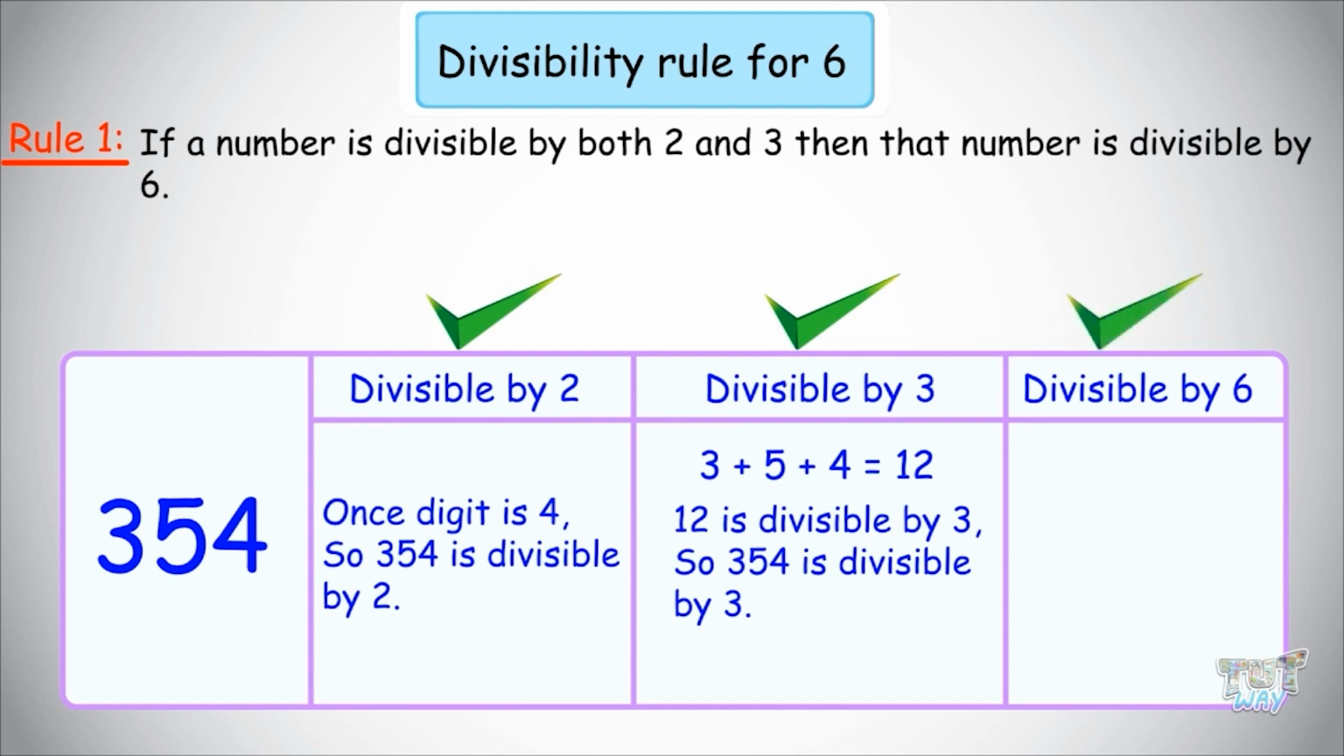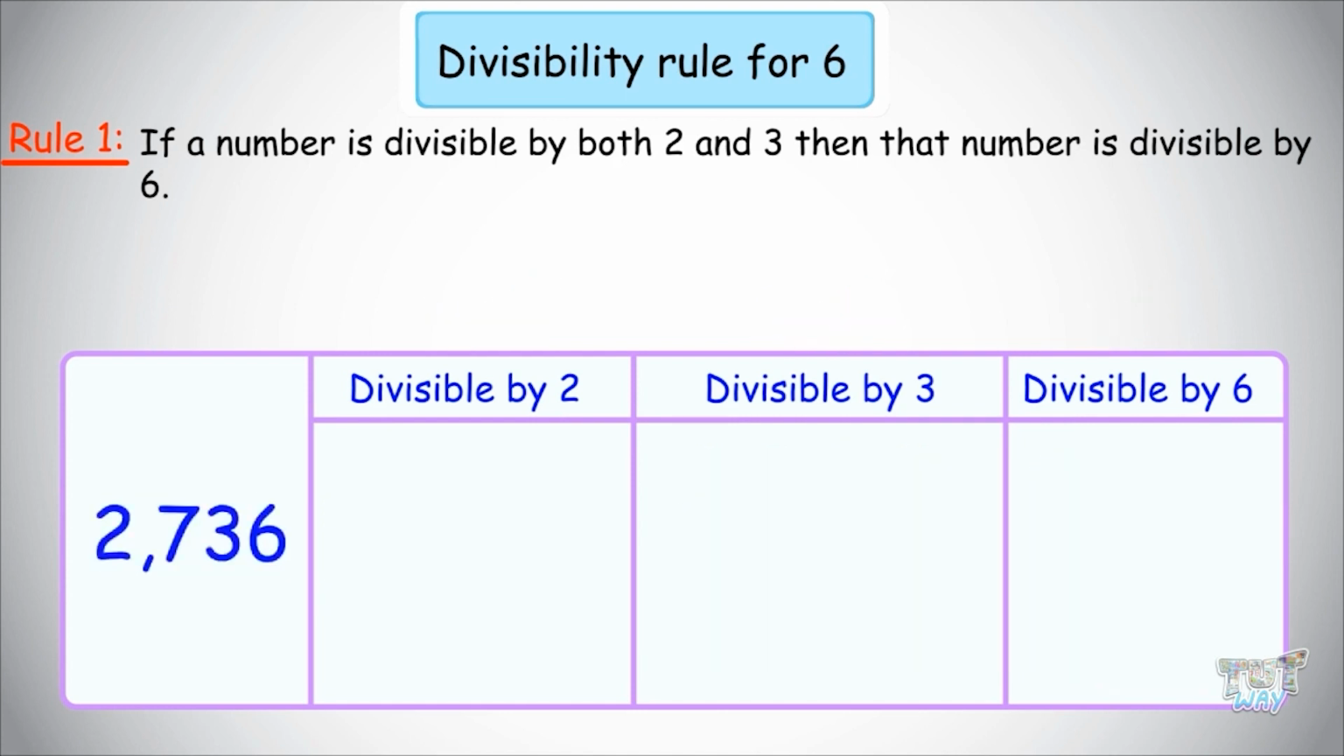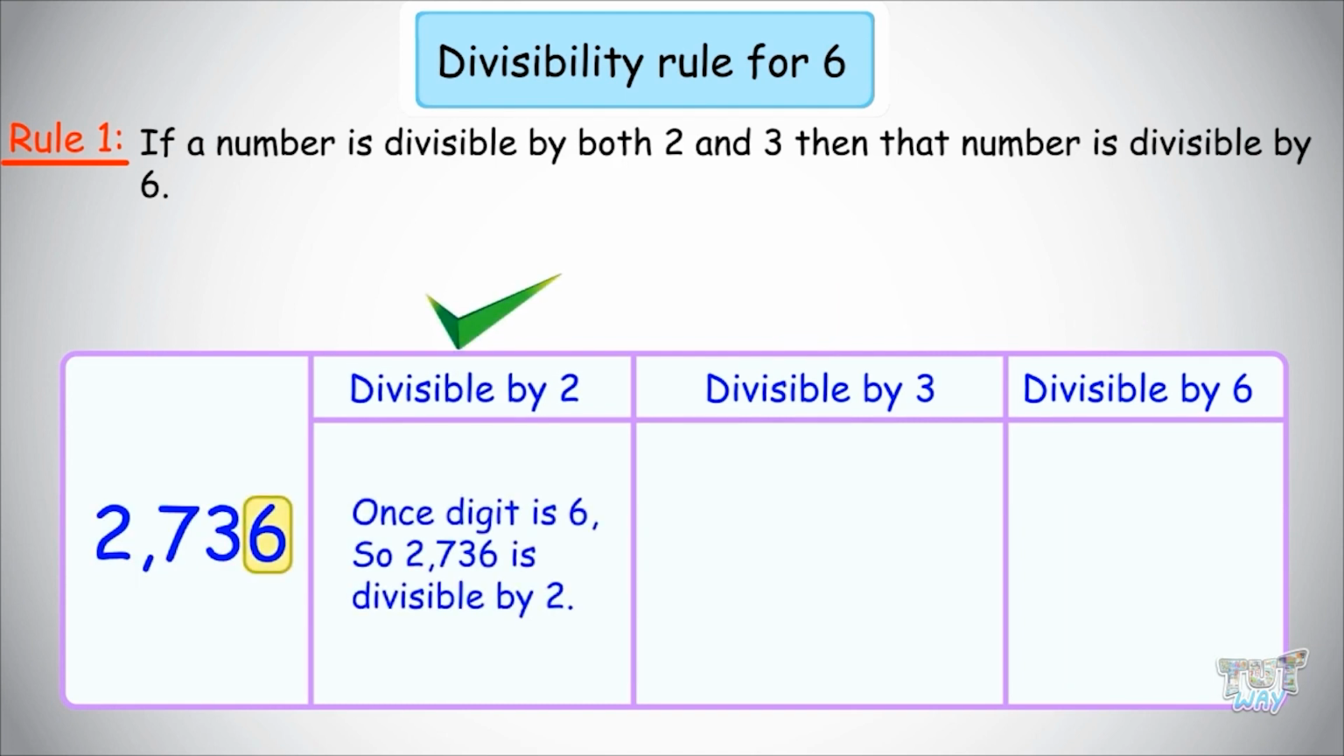You can check your answer. 354 divided by 6 equals 59. So yes, it is divisible by 6. Here we have another number. It is 2,736. Let's check if it is divisible by 2. The ones place digit is 6. So yes, it is divisible by 2.